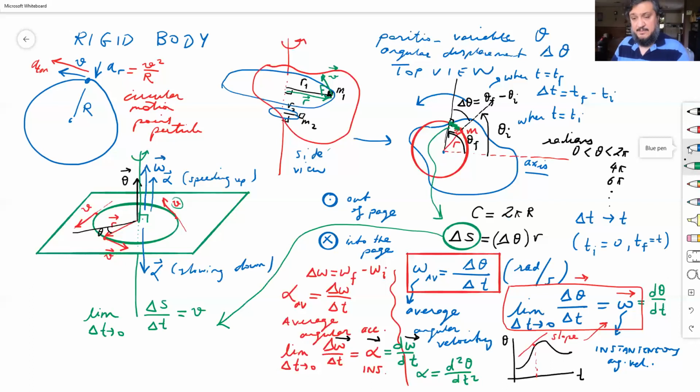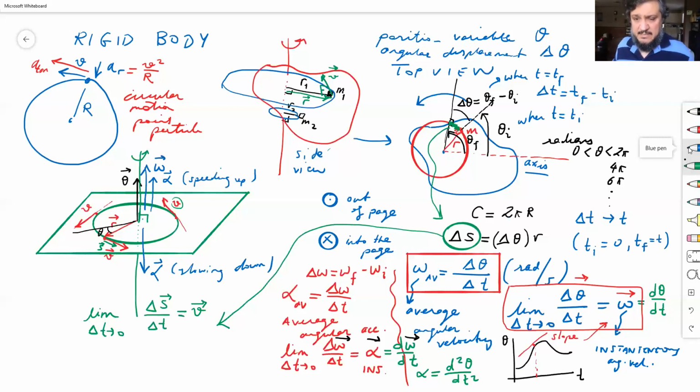Okay, v, but v is a vector. V is a vector, so delta S is also a vector, right? So delta S, or you can just call it S, if you will, that points in the same direction as V, all right? So in this direction, S. Okay, this is the linear displacement along the circle in a very, very short time.